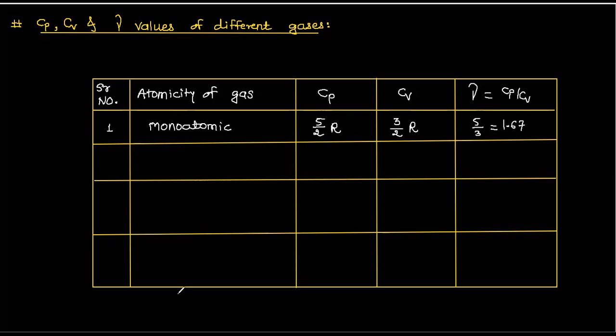Next one, second one, that is diatomic gas. For that, the Cp value is 7 by 2 R. Then Cv is 5 by 2 R, and gamma is 7 by 5, that is equal to 1.4.